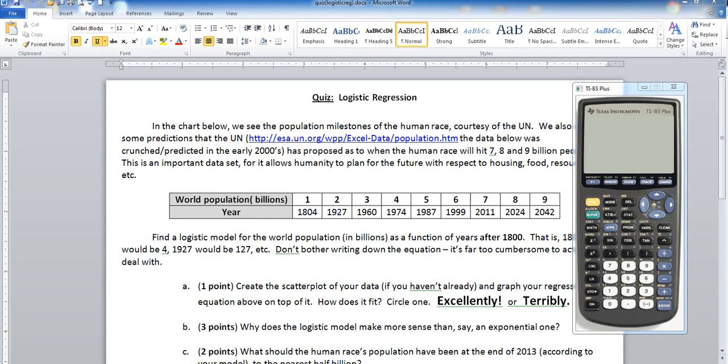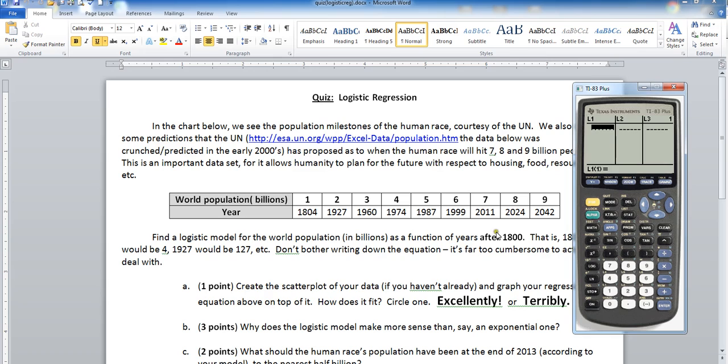Hey everybody! The purpose of this video is to get us to some solutions to our logistic regression quiz on the world population. So the first thing we're going to do is get a nice logistic, which is that tempered exponential growth model for our data. So we're going to enter this in. We're doing population as a function of years.